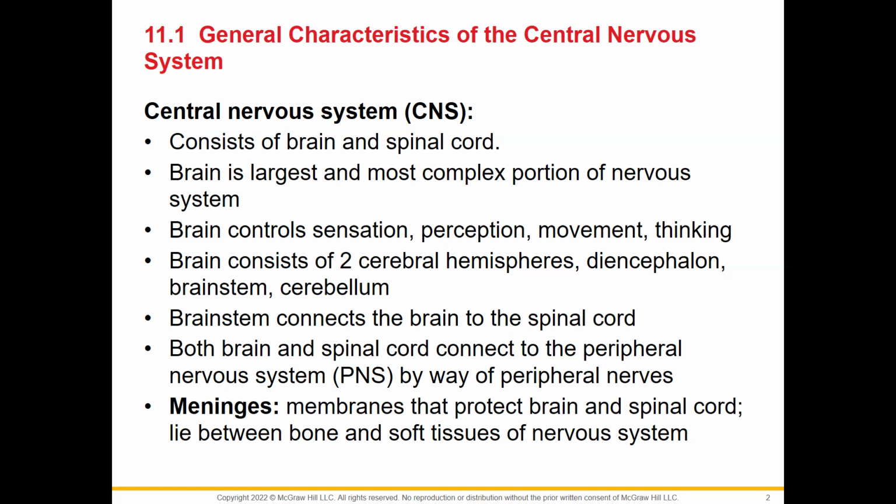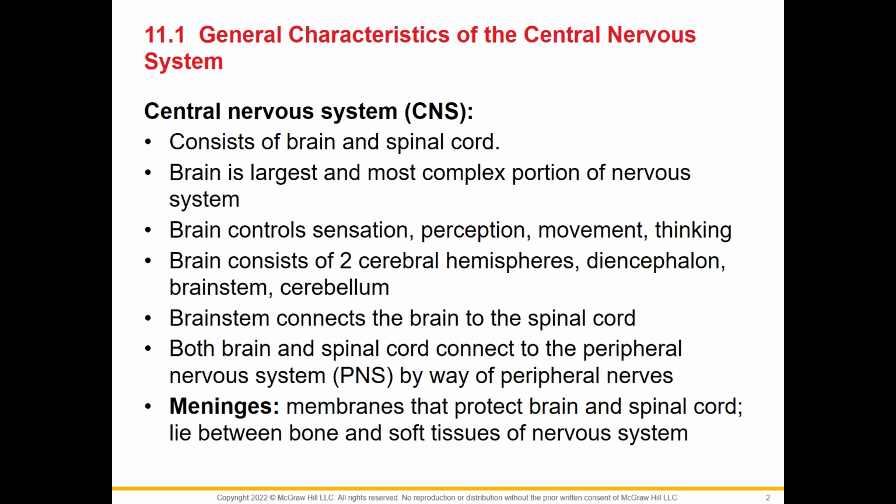So, in order for the central nervous system, the brain and the spinal cord, to communicate with other parts of the body, it has to have nerves that leave the brain, leave the spinal cord, and innervate other parts of the body. Once they leave the brain and the spinal cord, those nerves become the peripheral nervous system. So the brain and the spinal cord connect to the peripheral nervous system because of these peripheral nerves that come off of or lead into the brain and spinal cord.